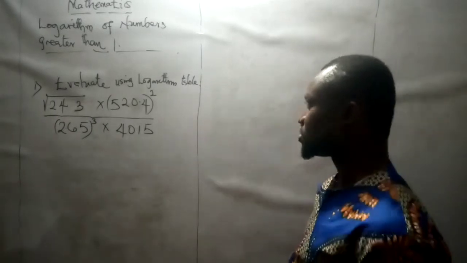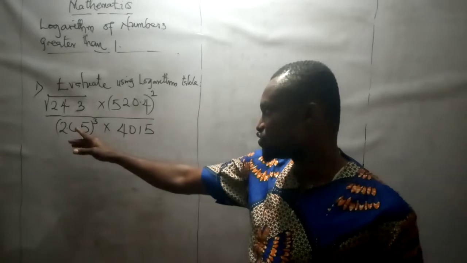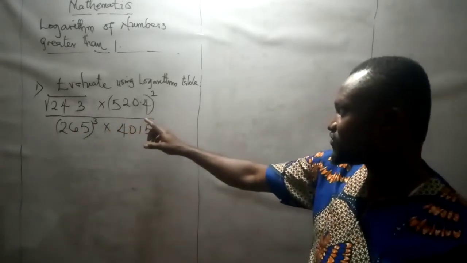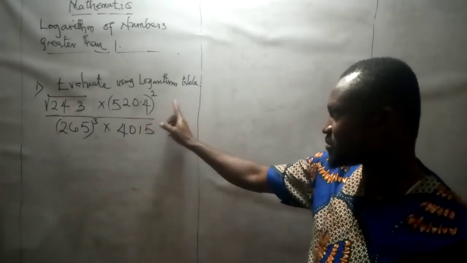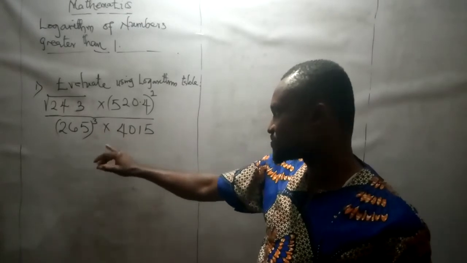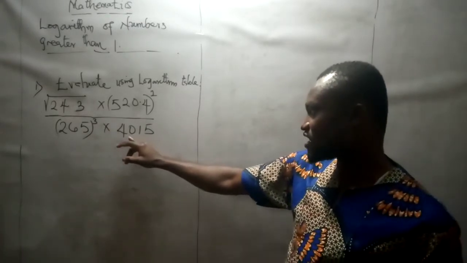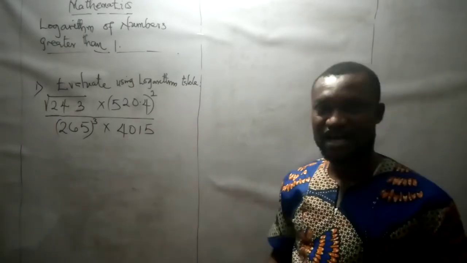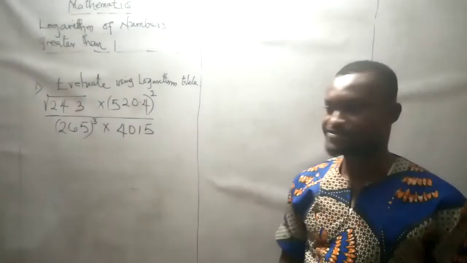Logarithm table. Based on what we have on the board, evaluate using logarithm table. You see this very exercise: square root of 24.3 times 520.4 raised to power 2, all divided by 2.65 raised to power 3 times 4015. Now, you can solve this with the use of a calculator, but from the question, use logarithm table.